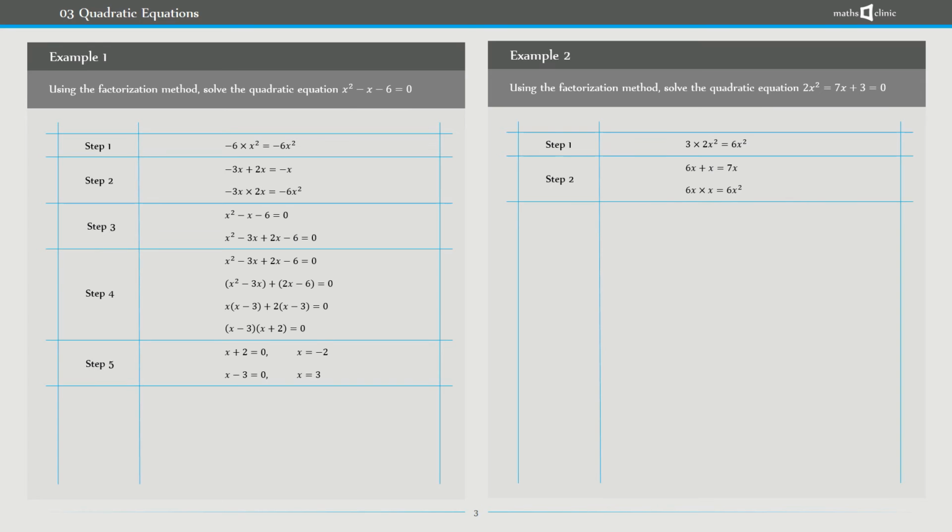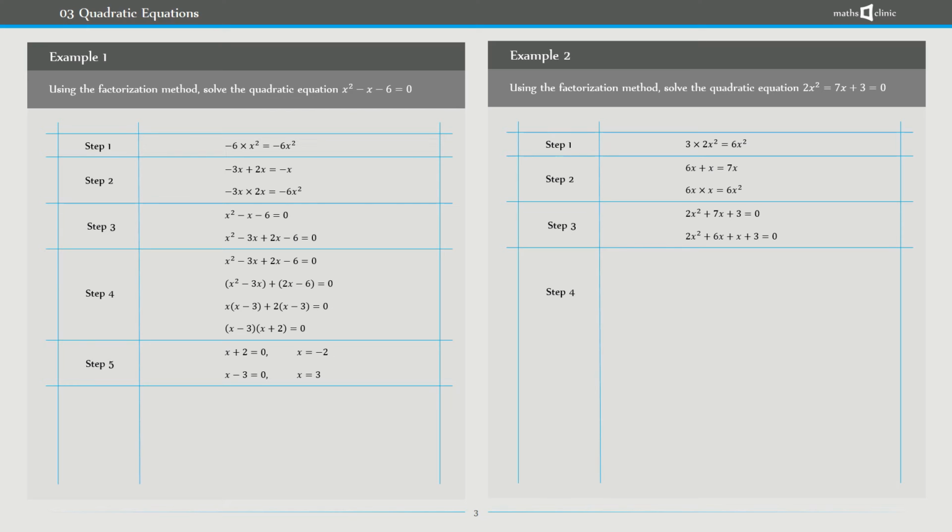Okay, now the next thing we want to do, because from step 2 we've established that 6x plus x equals 7x, we're simply going to put 6x plus x for 7x in our equation. Okay, so step 3, we have 2x squared plus 7x plus 3 equals 0. Now we're going to replace 7x with 6x plus x. So you have 2x squared plus 6x plus x plus 3 equals 0.